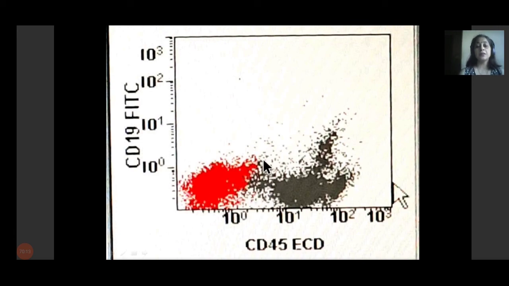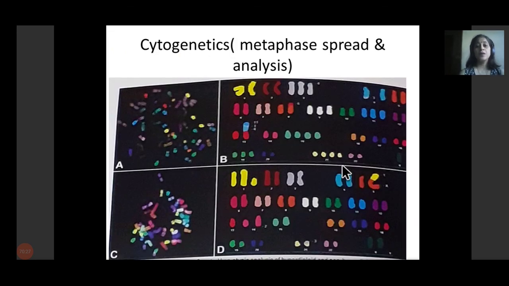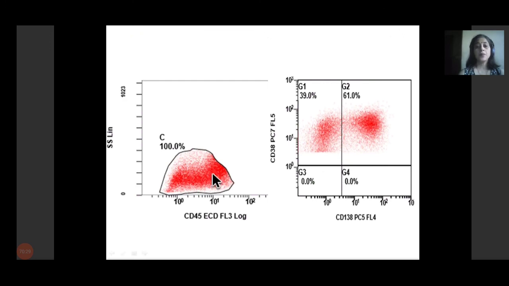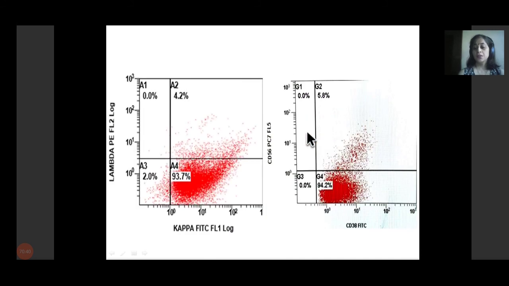Here we can see that the plasma cells are 45 negative. So plasma cells are very tricky cells. They can show the 45 negativity, they can show you weak 45 positivity, or they can come in the monocytic region here. And after we gated those 45 negative cells, we found that they are expressing 38 and 138, which is moderate to bright, which is coming to second decade.